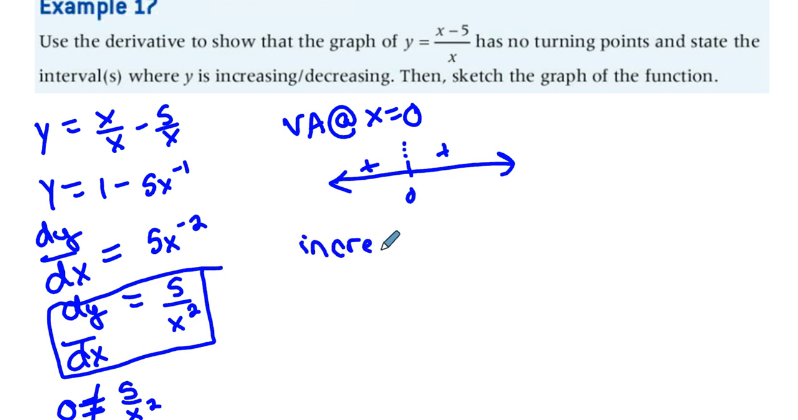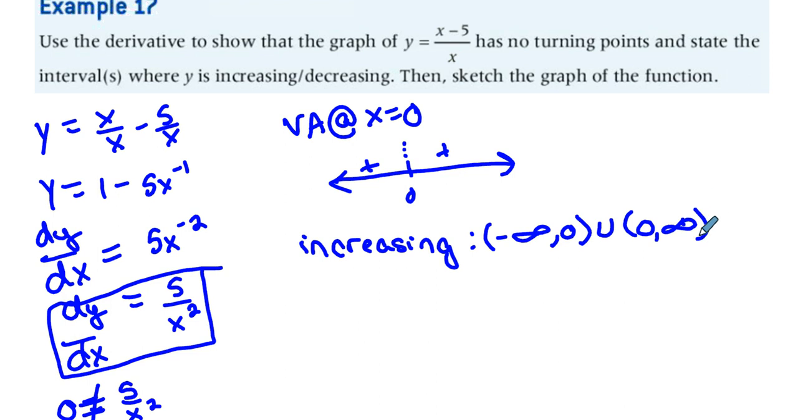But now I know this function the entire time is increasing. There is no decreasing. So this function is increasing from negative infinity to 0, unioned with 0 to infinity. Good. So right now I know where my vertical asymptote is. I know the slopes are increasing the whole time.